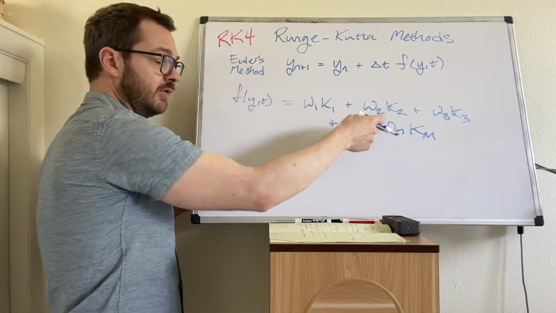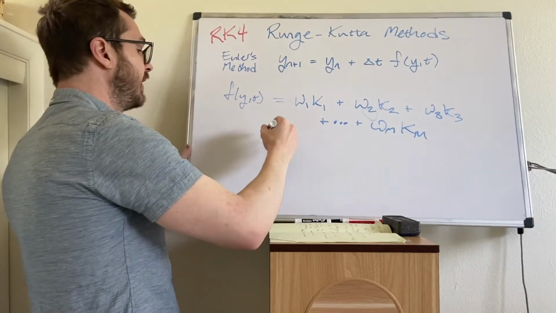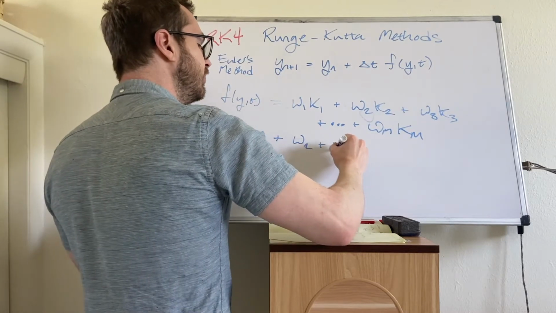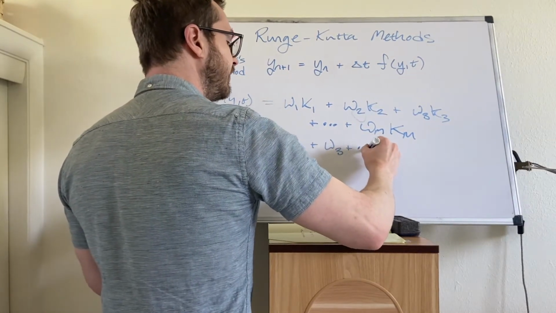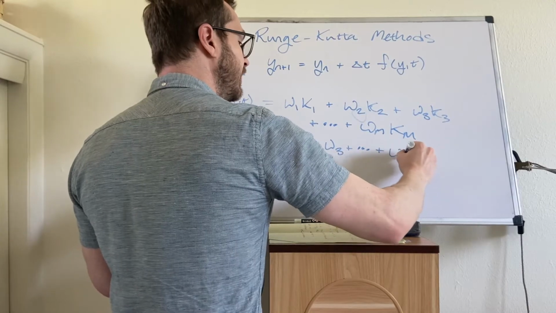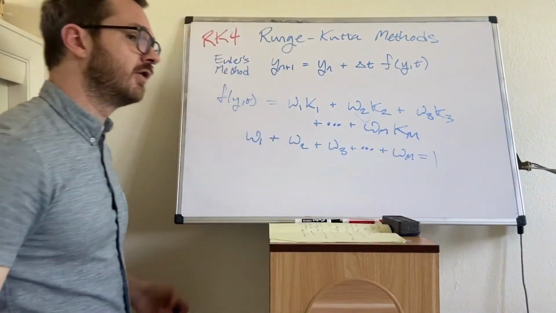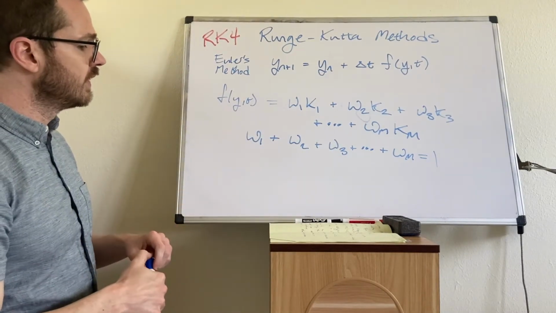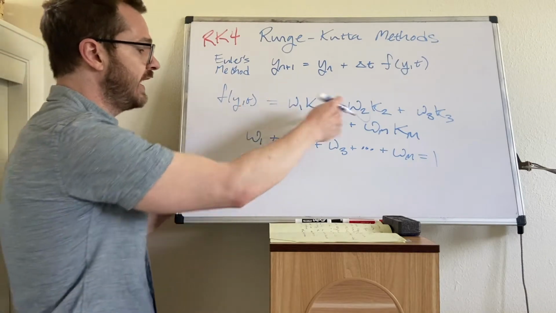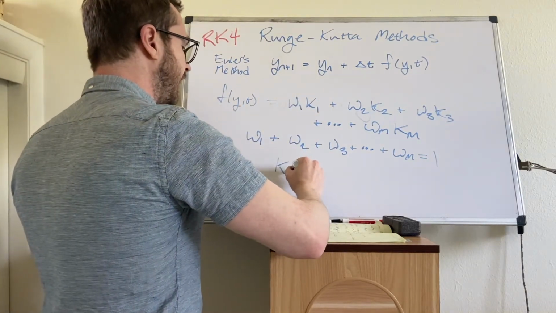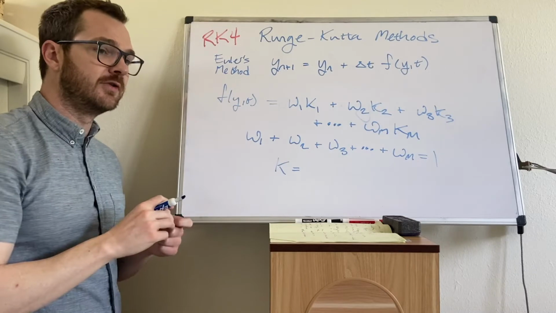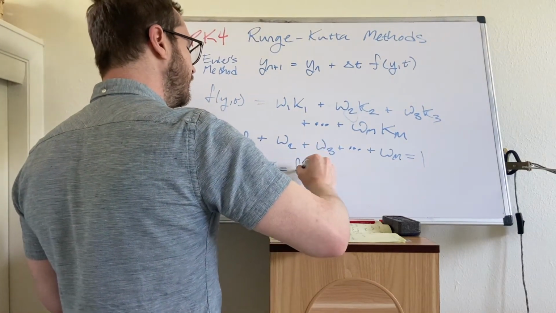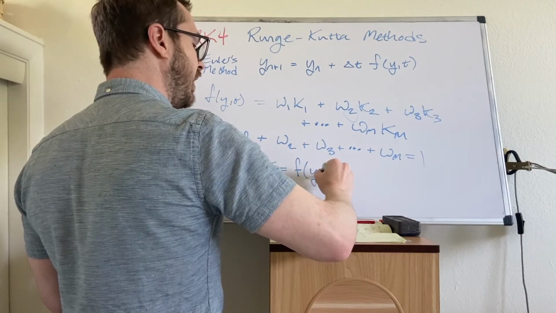Now, what are the W's? W's are weights, and we're going to constrain the weights and say that W1 plus W2 plus W3 plus however many there are, Wm, that the sum of those weights is equal to 1. And next, what are the K's? Well, the K's are actually going to be solutions to the differential equations. So we could say K is going to equal f of y and t.